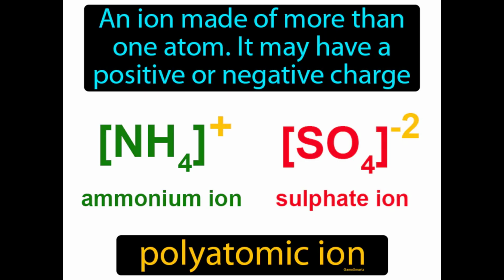An ion made of more than one atom, it may have a positive or negative charge: polyatomic ion. A polyatomic ion is a group of bonded atoms that together have an overall electric charge.